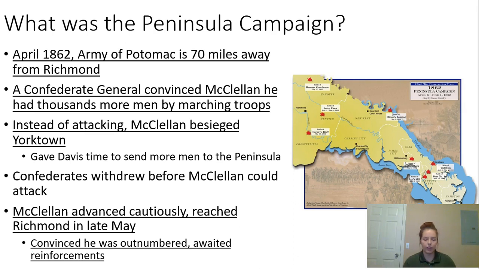So he's not going to attack the Confederate army. He's going to surround this town because he's freaked out. He's scared. He's fooled. Doing this, however, is giving Davis more time to send more Confederate troops to the peninsula to help out Lee's army.